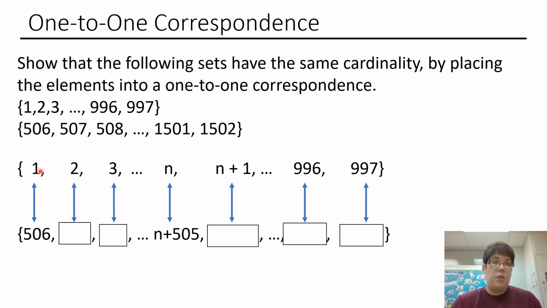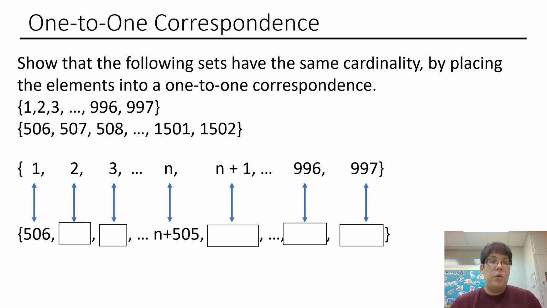Okay, so in other words, I can match 1 with 506, and those two are going to be buddies. They're going to be matched up all the time. I can match 2 with whatever this number is going to be. I can match 3 with whatever number this is going to be, and so on. Okay, so I want to find these missing numbers, and I'm going to talk about these n's here in a second, but let's get the easier ones out of the way.